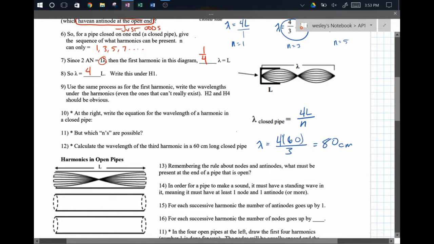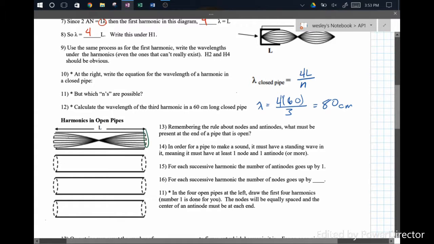Now this is an open pipe, so we're kind of shifting gears. We're going to something that's open on both ends. If we're open on both ends, we have to have antinodes.